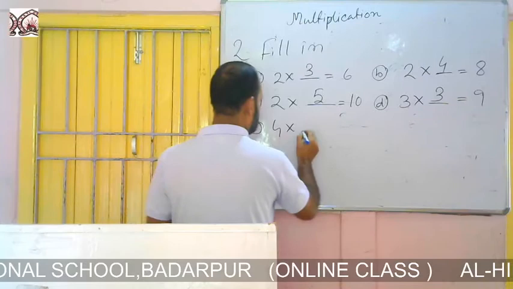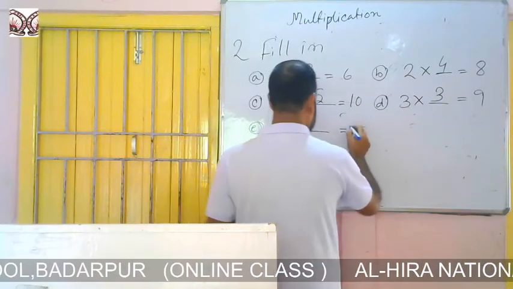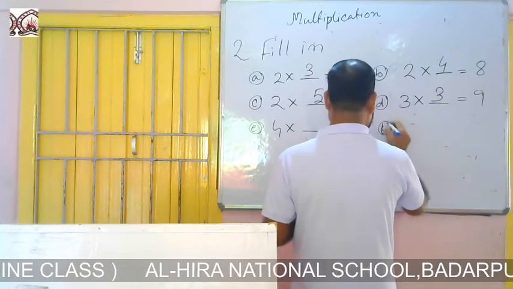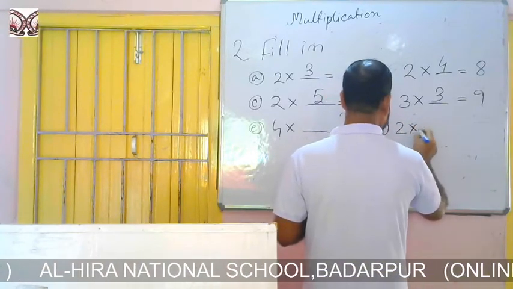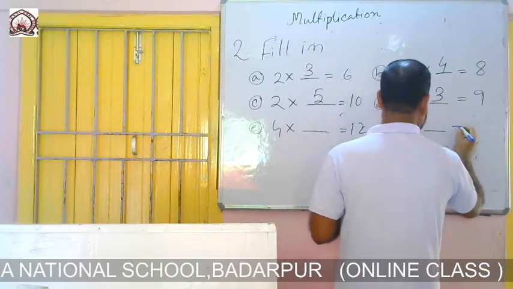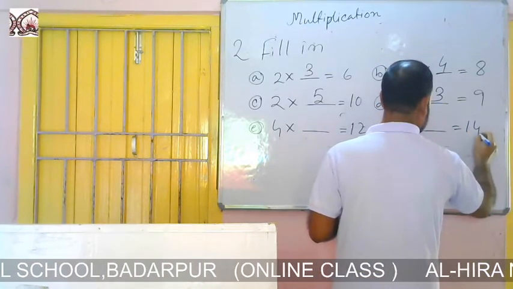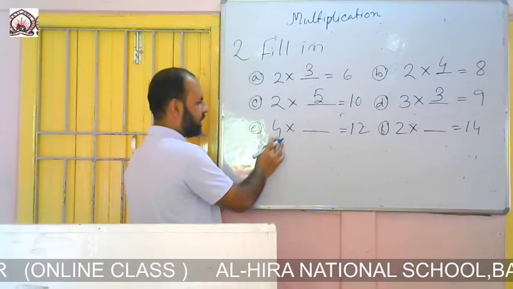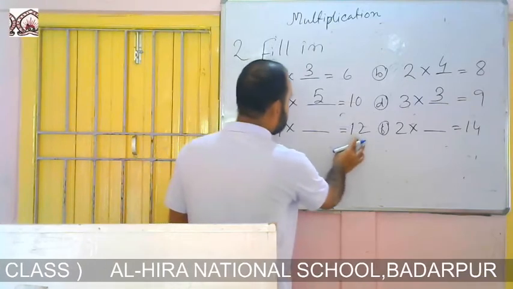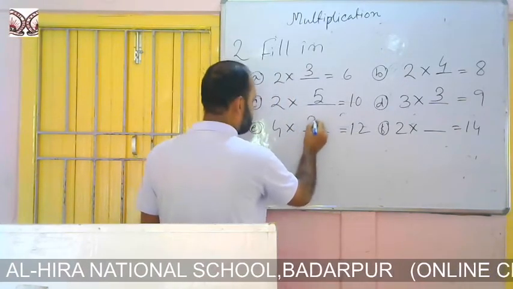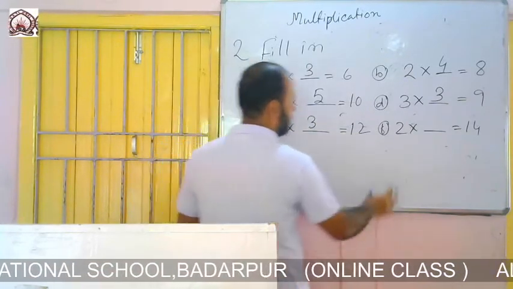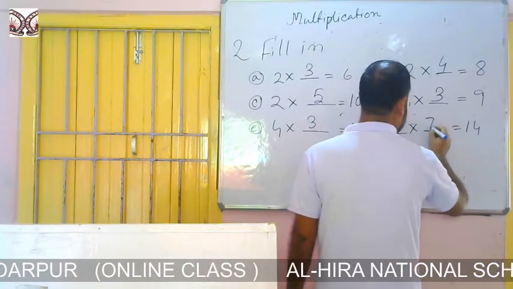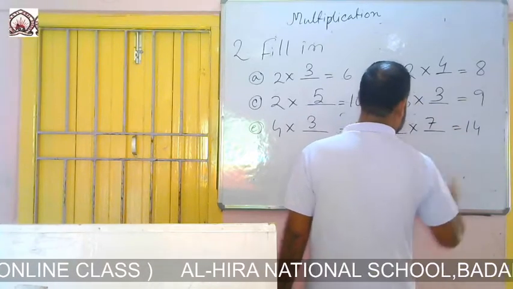Four into dash equal to 12. 2 into dash equal to 14. So here 4 1 is 4, 4 2s are 8, 4 3s are 12. So here 4 3s are 12. Here 2 7s are 14.